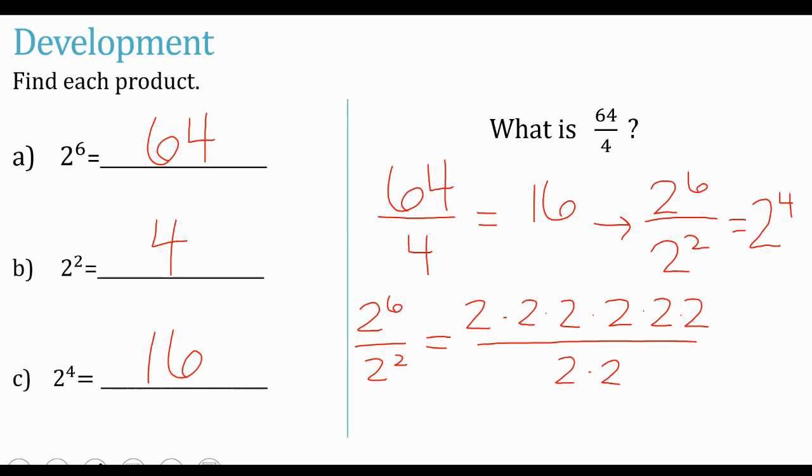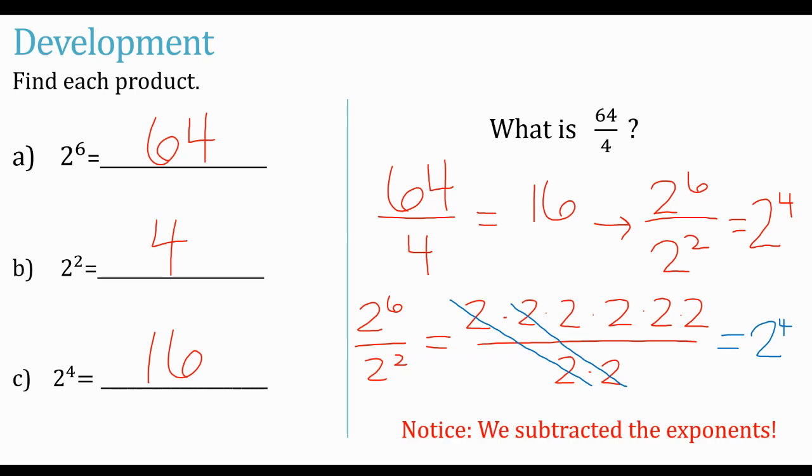Now, we're able to cancel out some of these 2's. So these 2's can cancel out, and these 2's can cancel out. And what are we left with? 1, 2, 3, 4, 2 to the 4th. So that subtraction rule is just a shortcut for not having to write this out in expanded form and cancel anything out. I want you to notice we subtracted the exponents here. We're going to take a look at that rule a little more in the next slide.